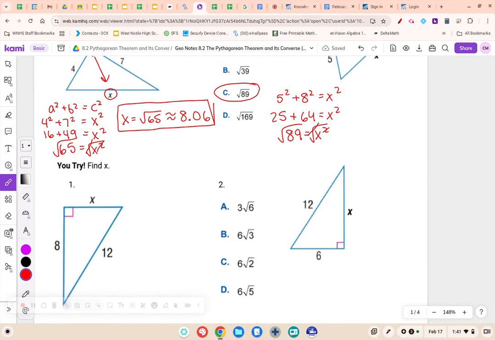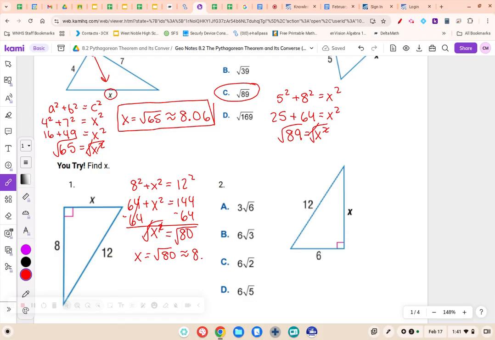Alright, on both of these problems we are finding the legs, so this sets up slightly different than what we were just doing. It is more like 8 squared plus x squared equals 12 squared. So I go ahead and solve, and I get that x squared is equal to 80. Take the square root of both sides, so I get that x is equal to the square root of 80. If I want to write this as a decimal, I just plug it into my calculator, I get 8.94-ish.